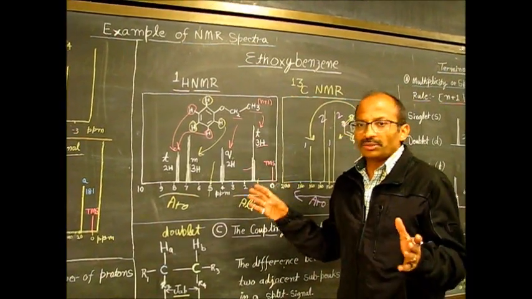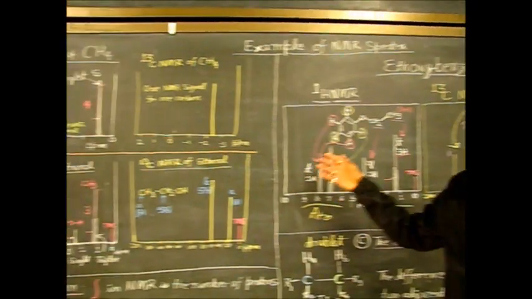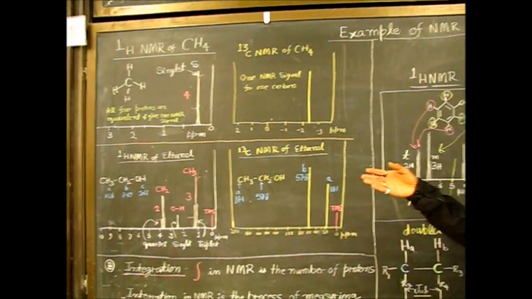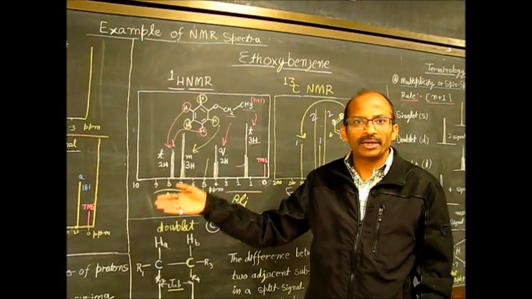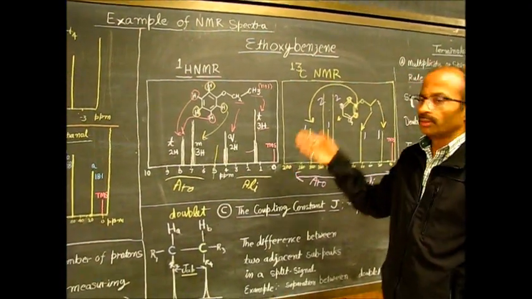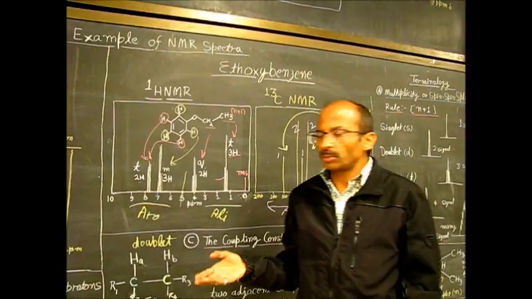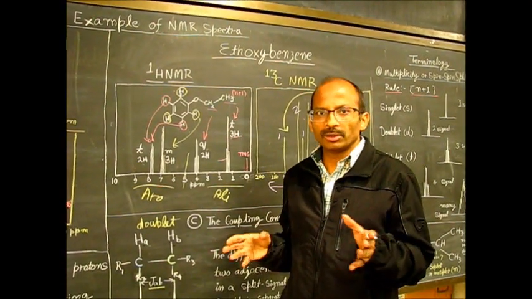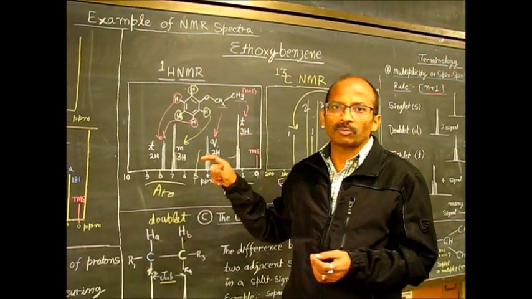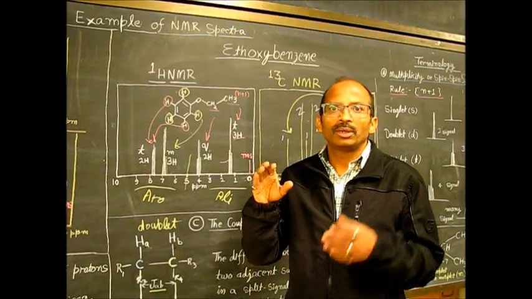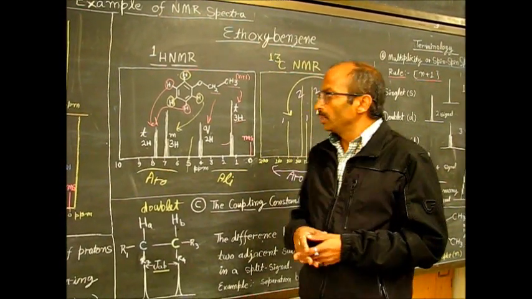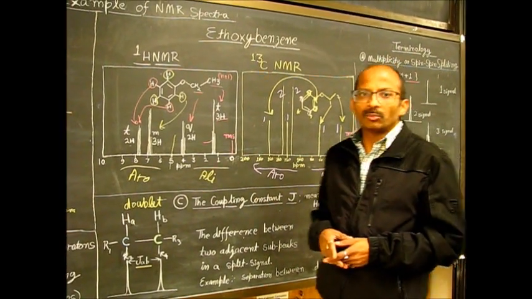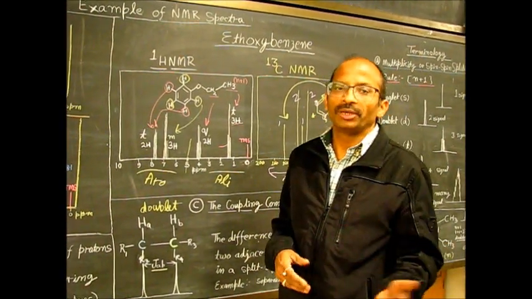Okay, so now you have seen a few examples of how to interpret the proton NMR and the carbon NMR of an aliphatic compound and an aromatic compound. In the next video, we will probably see some more examples, where we have a chemical formula and need to draw the proton NMR from it, and learn some more about how to interpret the NMR.